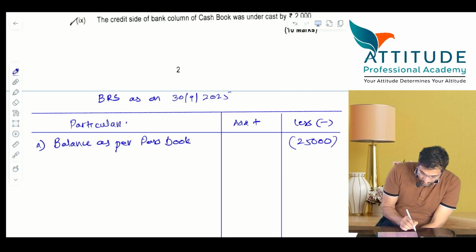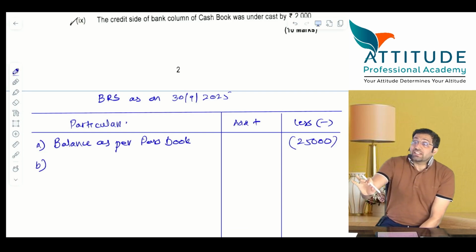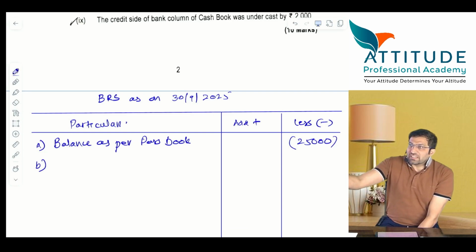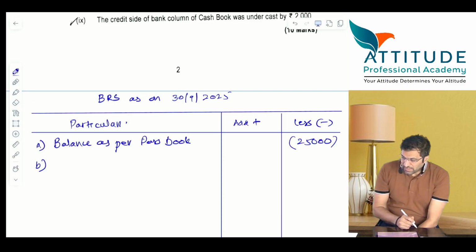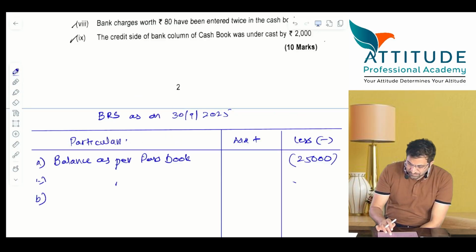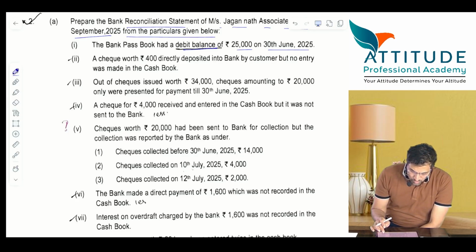Now point number B. Add में लिखो. Add हुआ तो वो deduct होगा automatically because the starting point is what? Negative. ऐसा ही सिखाया ना मैंने? हाँ, okay. Now tell me the next item. One by one. A check worth rupees 400 directly deposited in bank by the customer, but no entry was made in the cash book.